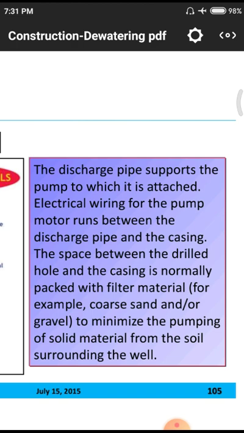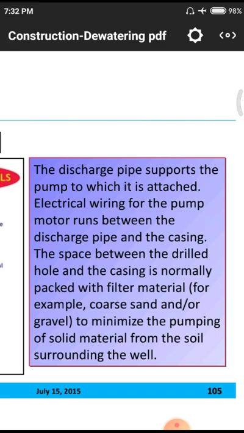The discharge pipe and the casing, and the spacing between the drilled hole and the casing, is normally packed with filter material. Why? Because without this filter, the water would automatically get mixed with mud particles and other subsoil strata, which would block the holes of the pipe, so we need to use this filter and these pumps.